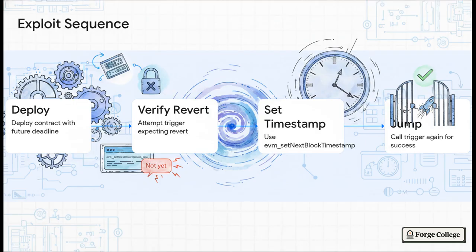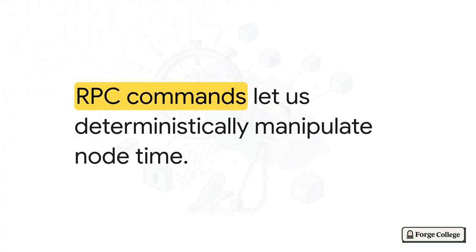Step 3, we pull off our sci-fi maneuver and run a command to manipulate the node's timestamp. And step 4, we call that trigger function again. Because the contract now firmly believes the hour has passed, the exploit succeeds. Boom, time travel. Let's zoom in on step 3 for a second, because this is where the magic happens.